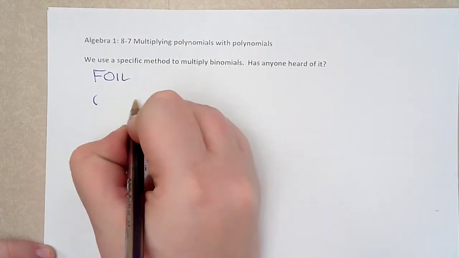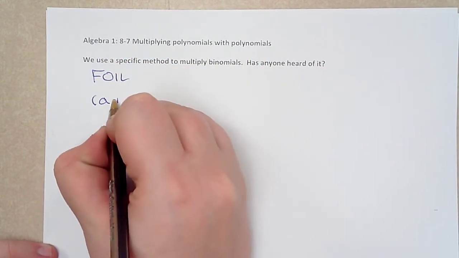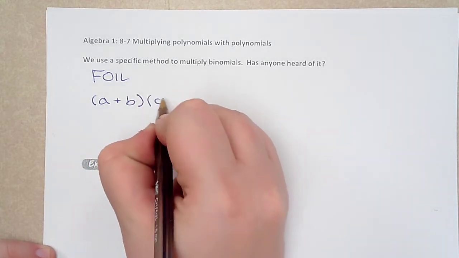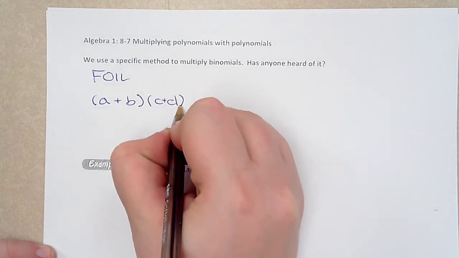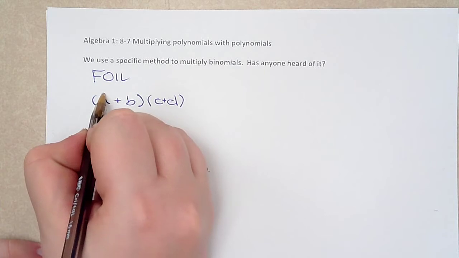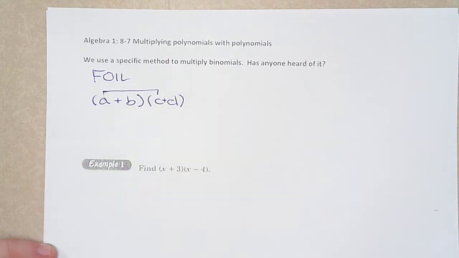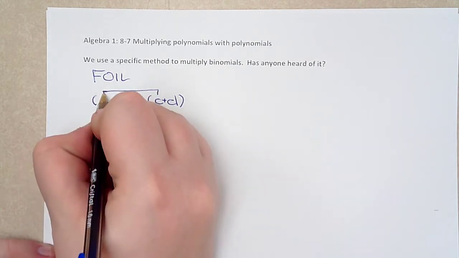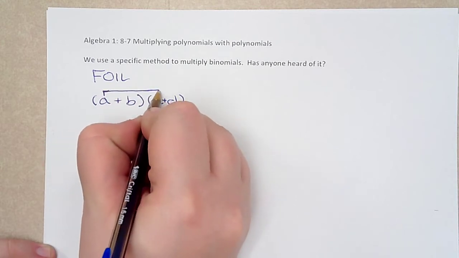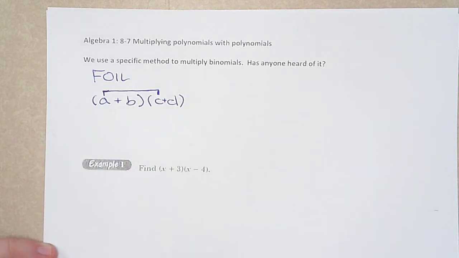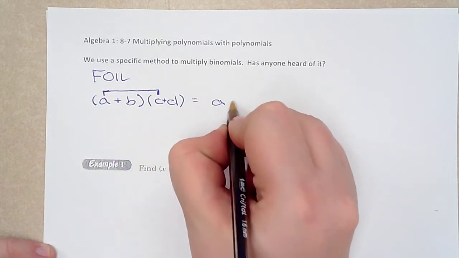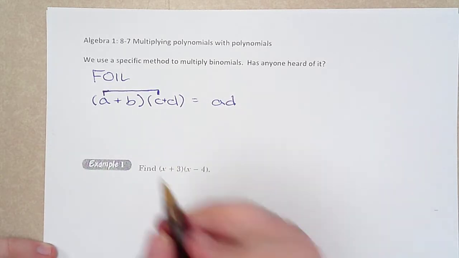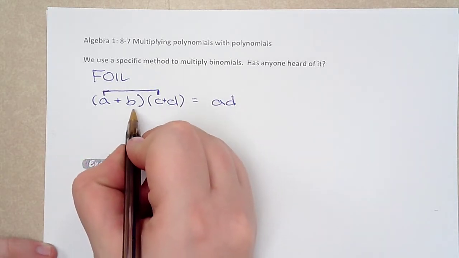So what this allows us to do, if I take a basic binomial, a plus b times c plus d, is we start with the first terms in each binomial. So the first in this is a, the first in this one is c. We multiply those two together, so we get a times c. Then we're going to take the outside terms.